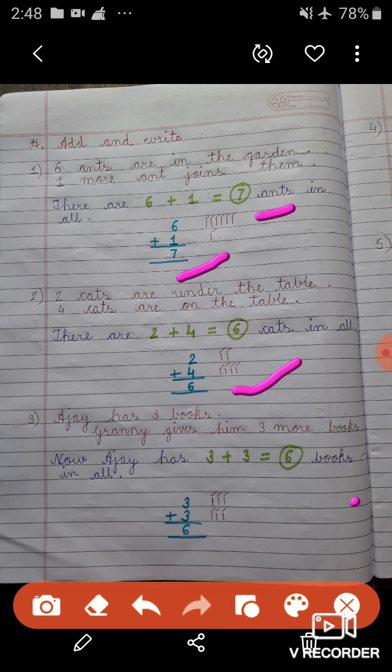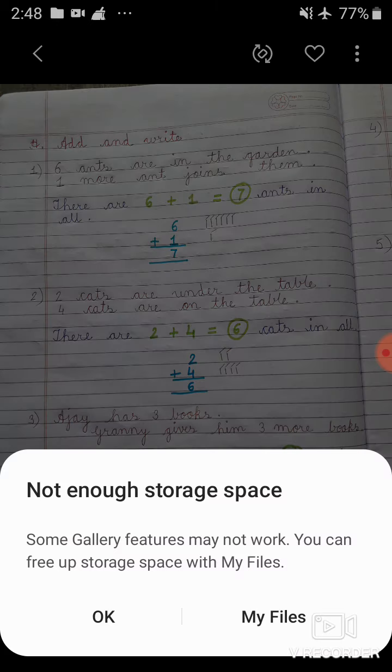Okay. Now the next one: Ajay has 3 books. Granny gives him 3 more books. So students, Ajay has 3 books and his grandmother, that is Granny, gives him 3 more books. So how many books does Ajay have now? Now Ajay has 3 plus 3 equals 6 books in all. Okay. So here you have to write 3 plus 3 equals 6 in vertical form also.